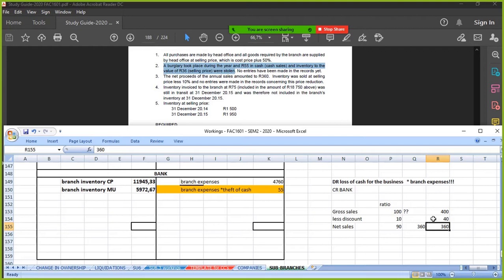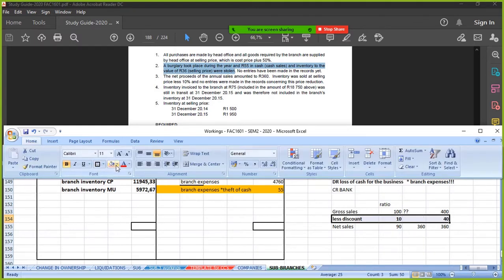Okay, does that make sense? Yes. Okay, what did they say here? They said no entries were made in the accounting records. All right, so if no entries were made in the accounting records, did I record too much or did I record too little? That's the big question. If the net amount was 360, what should I have recorded? I should have recorded 40. Does that make sense? The discount, because I didn't record the discount.